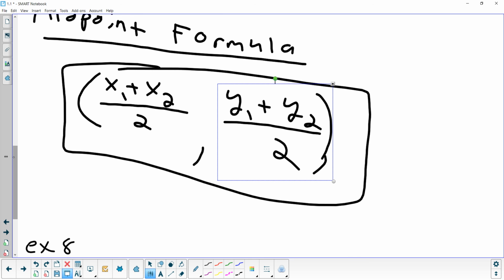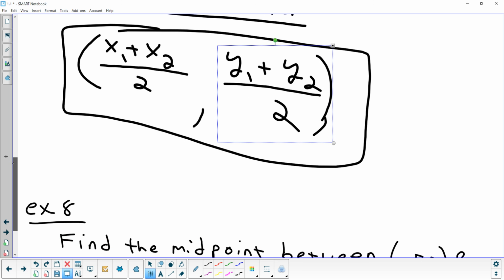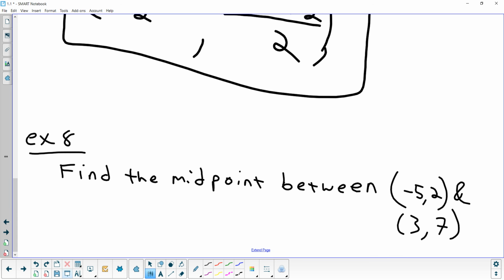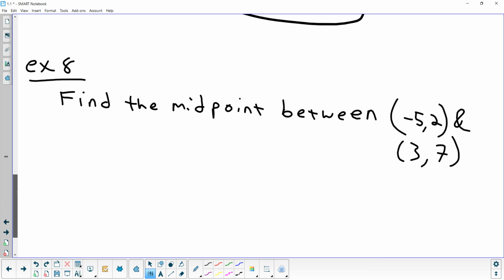So I'll give you guys a couple seconds to write that down, and then we will finish up with an example of midpoint. Everyone okay if I scroll up a little bit? So, find the midpoint between -5, 2 and 3, 7.